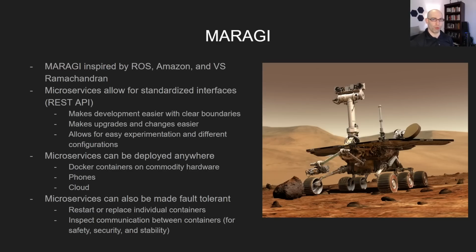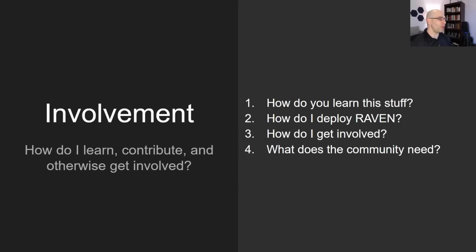Or you can have redundancies where you have multiple services that do similar things so that you can tolerate if one or more of them fails, which is actually really similar to Jeff Hawkins' theory in 1,000 Brains. I forgot to mention that as a major inspiration for MARAGI. So basically, MARAGI could be a way to implement what Jeff Hawkins talks about in 1,000 Brains.